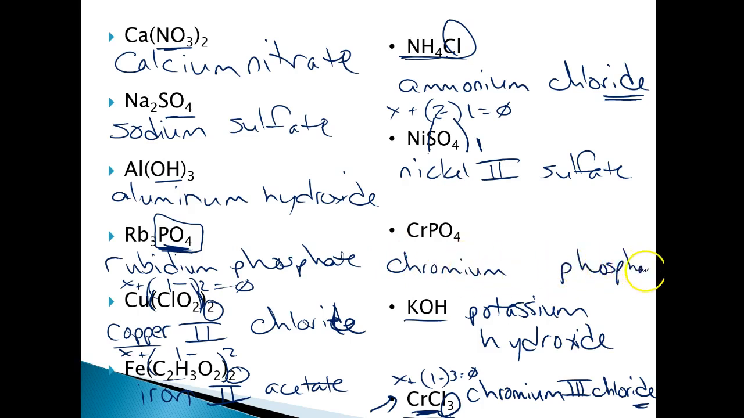Okay. This one, chromium phosphate. Okay, again, I know it's got a polyatomic in it because I see 3 capital letters, but I don't see any parentheses, so I'm physically going to write it in there, and I'm going to put that 1 there. Then I can do the charge on the metal, the transition metal. So phosphate is -3. There are 1 of them. X plus that has to equal 0. Chromium 3, phosphate.